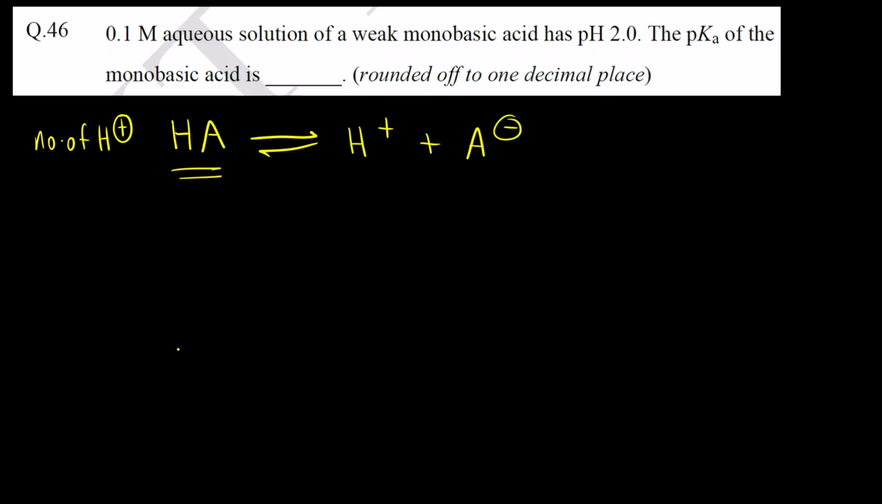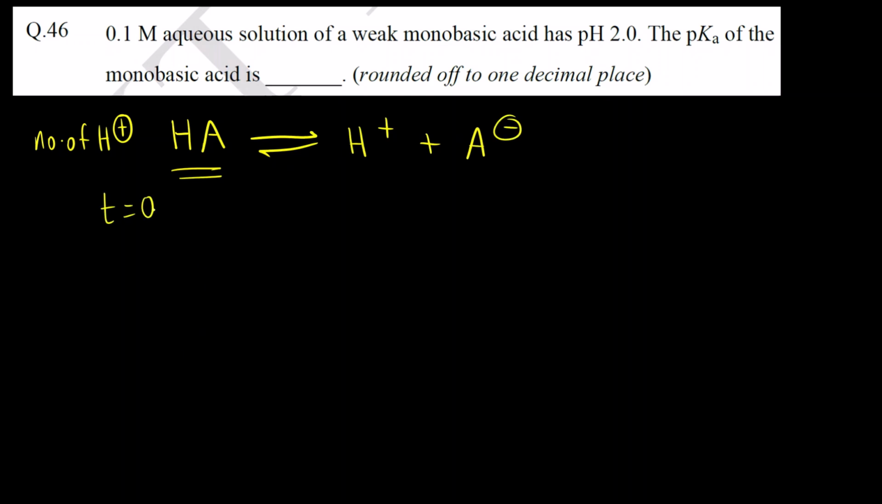Okay, monobasic means it can donate one H plus ion, so we'll write HA. Okay, this HA can donate only one H plus ion. For example, HCl can donate one H plus ion. Basicity means the number of H plus ions that can be donated. Okay, HCl is monobasic, H2SO4 is dibasic, H3PO4 is tribasic. Okay, so HA is in equilibrium with its ions H plus and A minus.